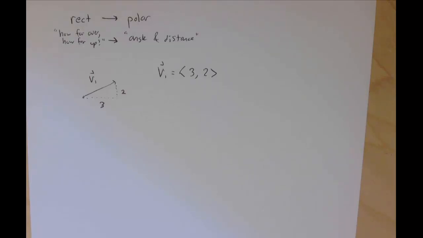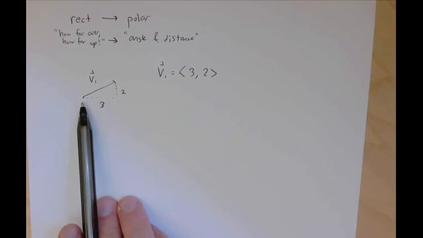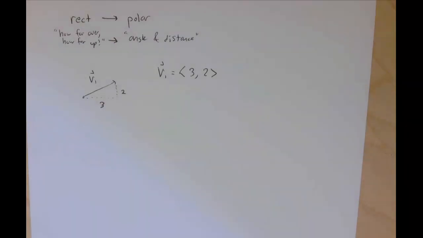Let's talk about how to convert back and forth between the rectangular way of thinking about vectors and the polar way of thinking about vectors. So here I've got a rectangular form of a vector that has a displacement of 3 over and 2 up, and you'd write it that way.